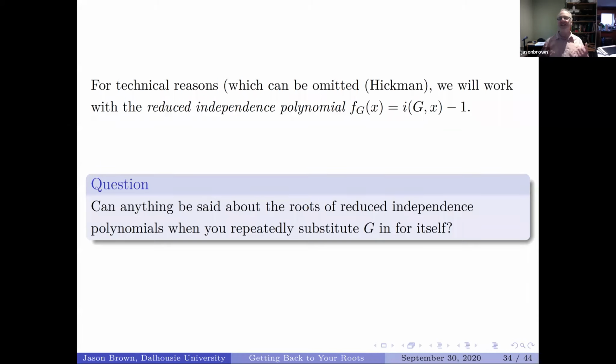So I did this as an experiment probably about 20 years ago. I sat down at the computer. My expectation was when I did the substitution, the roots would be all over the place. They would be all over the plane. So I took the path on 3 points and repeatedly substituted it in for itself. Then I looked at the reduced independence polynomial and looked at its roots. And I expected it to be scattered, to form no pattern at all.